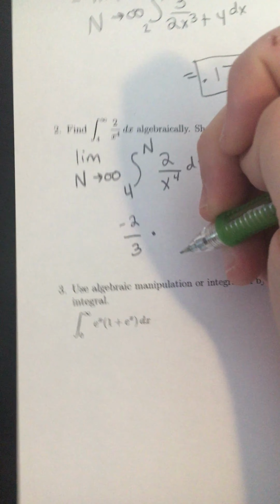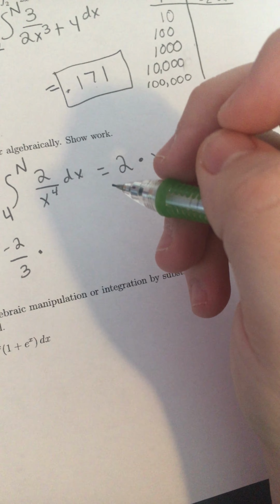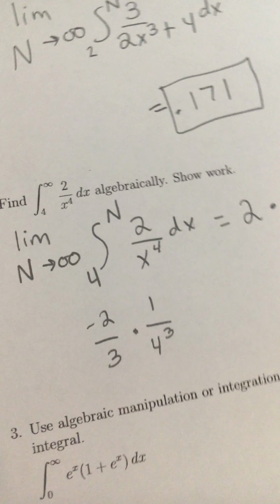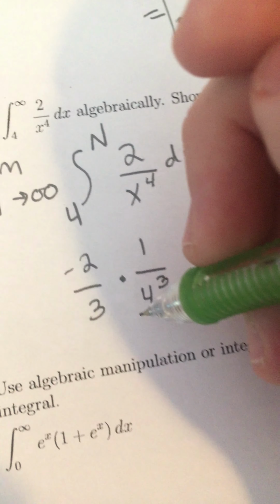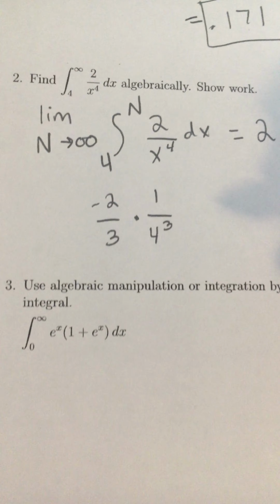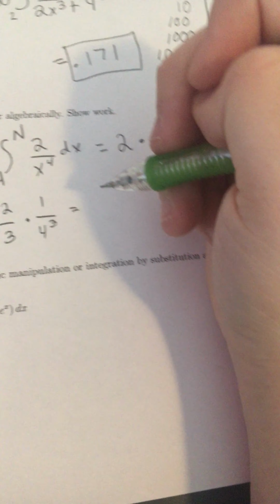So negative 2 over 3 times 4 to the negative 3. So we're going to 1 over 4 to the 3, because over here we can see that's negative, so if we want to get rid of the negative sign, we can just flip the fraction to 1 over 4 cubed. And then that equals 1 over 96, and there's our answer.